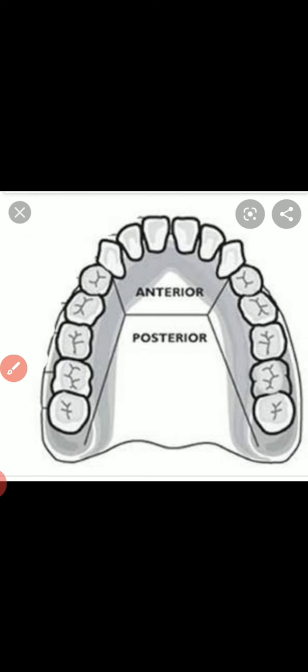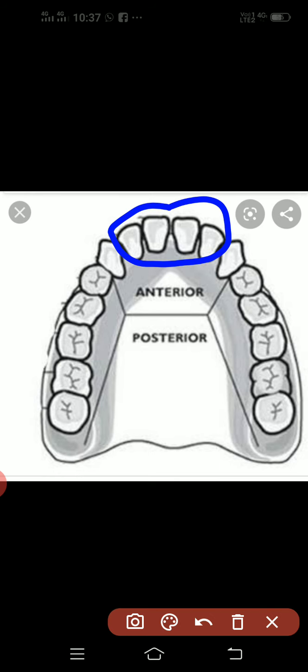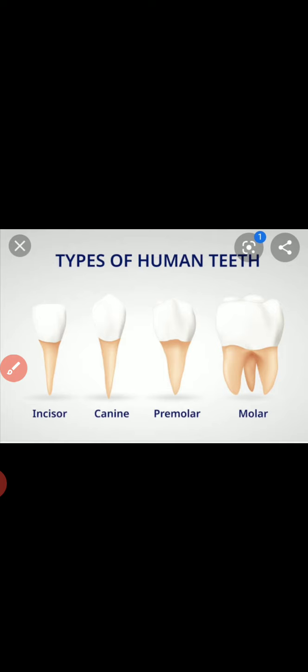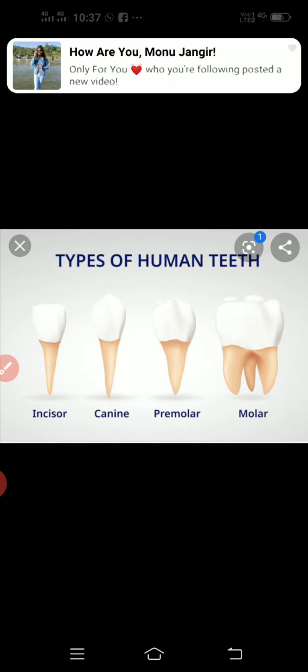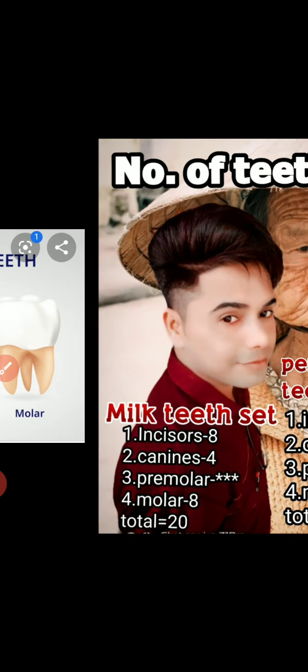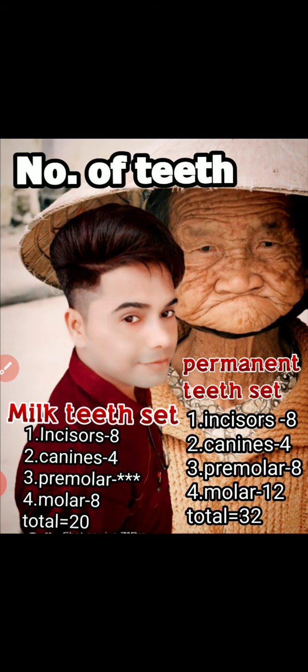Now we will talk about the incisor, canine, premolar and the molar. Here you can see these are the incisors, these are the canines, these are the premolars and these are the molars. Here you can see the different shapes of teeth. Incisors look different, canines are different, premolars are also different and molars are also different. Clear? Okay, now we will talk about the number of teeth.